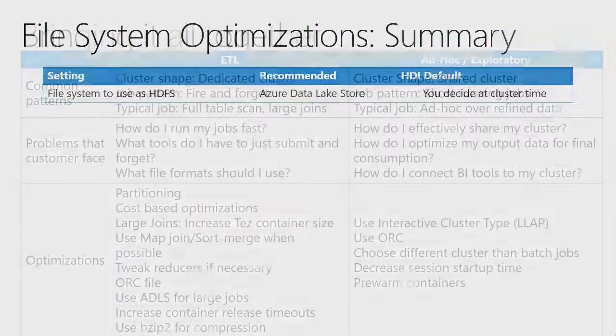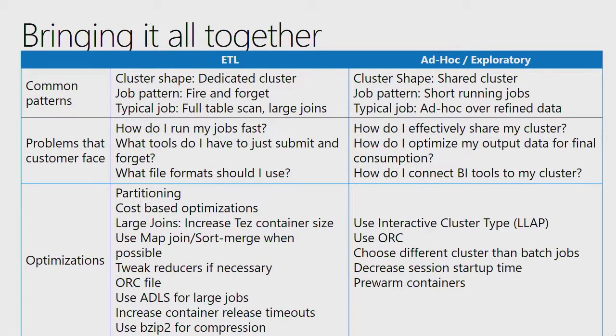Okay, so that brings us to the summary slide. We started with this slide on what optimization should be used for the two scenarios, ETL or ad hoc, and let's talk about those again. So for ETL, you should use partitioning, you should use cost-based optimizations. For large joins, you might want to increase your Tez container size, use map join or sort merge when possible. You should tweak the reducers, you should use ORC file, and use ADLS. If you are using compression, use bzip2.